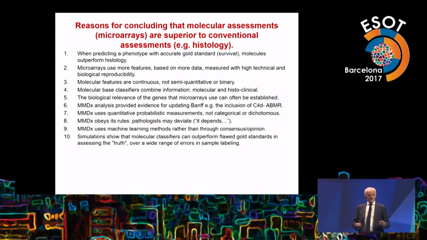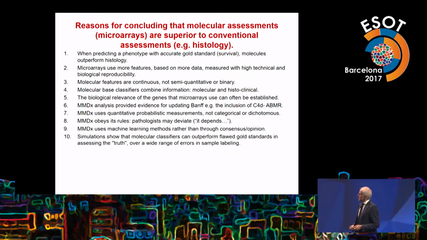When predicting a phenotype molecularly or conventionally, the molecularly usually wins if you've got a hard phenotype like survival. We've done that many different times. Microarrays use more features, far more features, 50,000 features, as opposed to the features used in a conventional assessment. The molecular features are continuous and not semi-quantitative or ordinal or simply dichotomous like histologic features. We're not just talking 0, 1, and 2, we've got numbers.